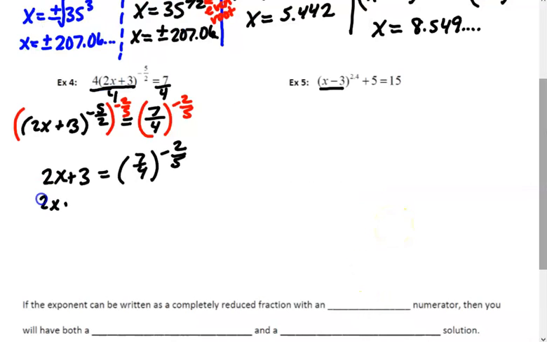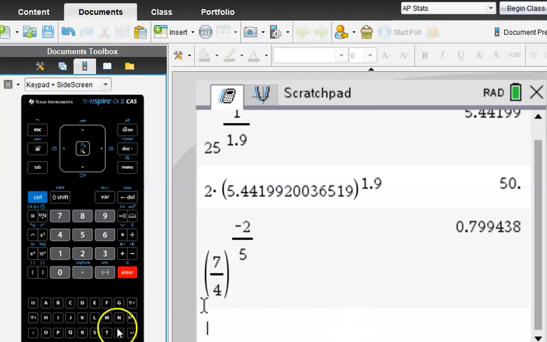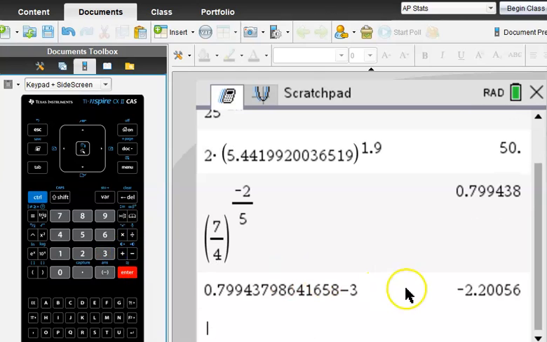So 2x plus 3 is equal to 0.7994... I'm going to continue with the whole number, copying and pasting it down. Subtract 3 from both sides. So when I do that on my calculator, minus 3, I get this answer, minus 3, and I get negative 2.20056.